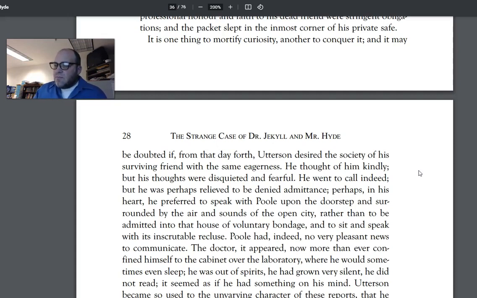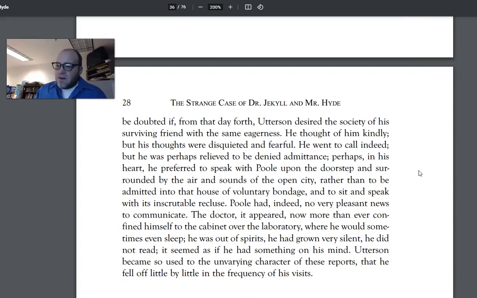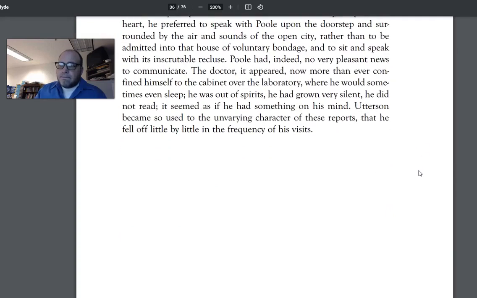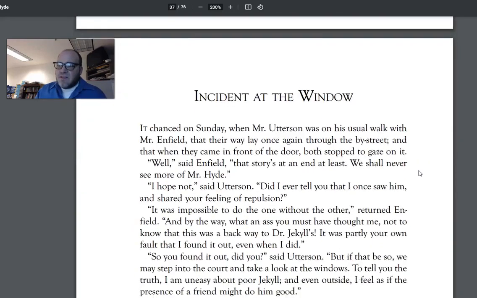And to sit and speak with its inscrutable recluse. Poole had, indeed, no very pleasant news to communicate. The doctor, it appeared, now more than ever, confined himself to the cabinet over the laboratory, where he would sometimes even sleep. He was out of spirits. He had grown very silent. He did not read. It seemed as if he had something on his mind. Utterson became so used to the unvarying character of these reports that he fell off little by little in the frequency of his visits.